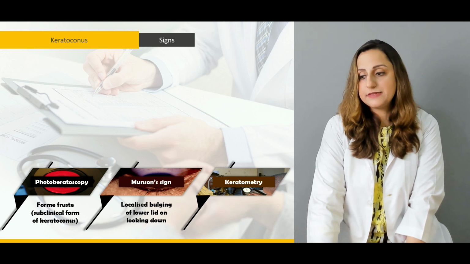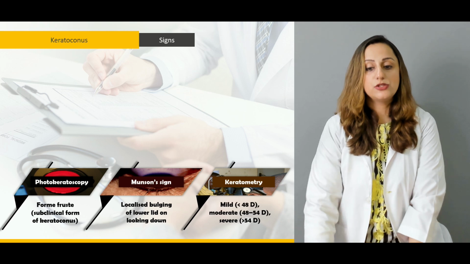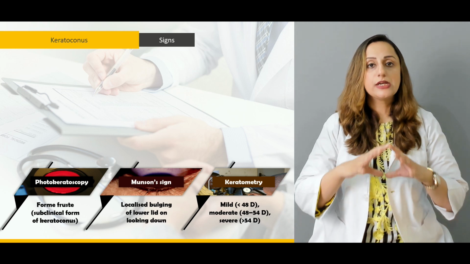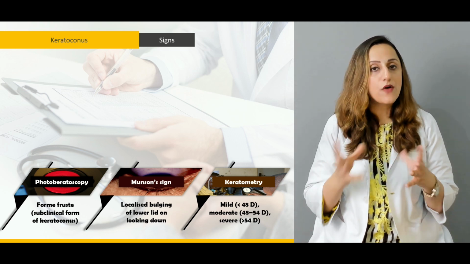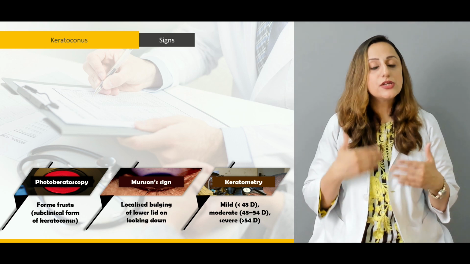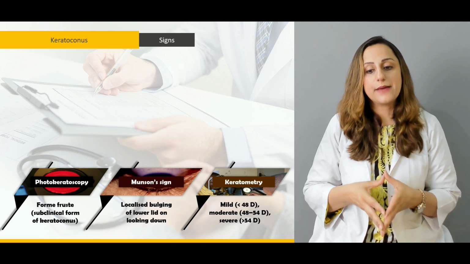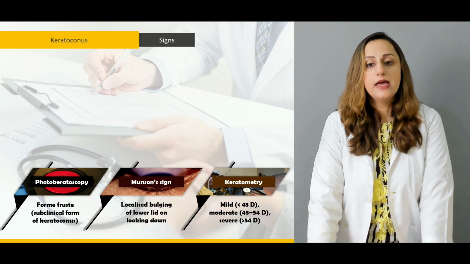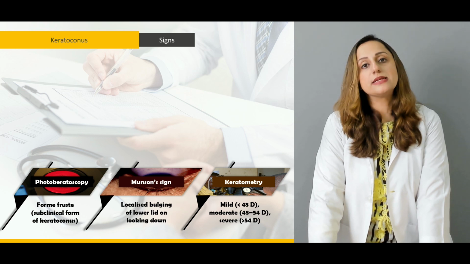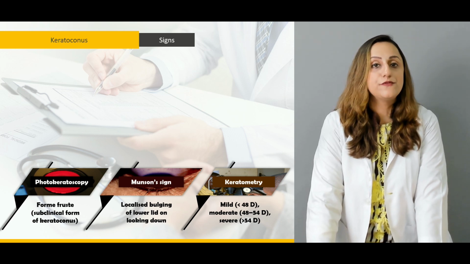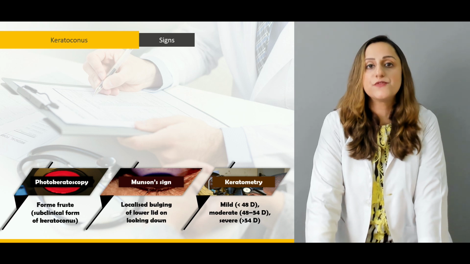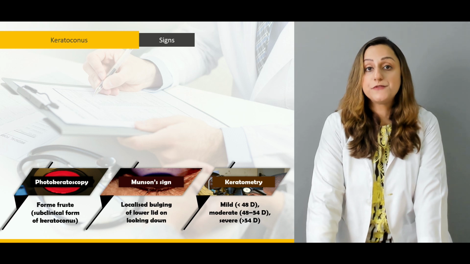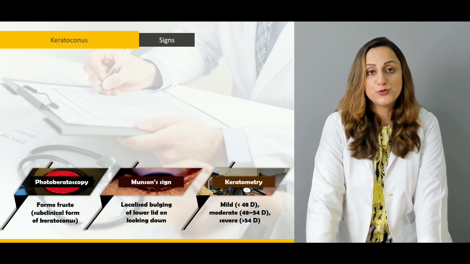Then obviously keratometry. You should know that 45 diopters is the normal reading of the layer of the cornea. If there are any larger readings, for example, if it's a mild keratoconus, the readings are going to be less than 48 diopters. If it is a moderate keratoconus, the readings are going to lie between 48 and 54 diopters. And if it is a very severe keratoconus, it is going to be almost more than 54 diopters noted in these individuals.